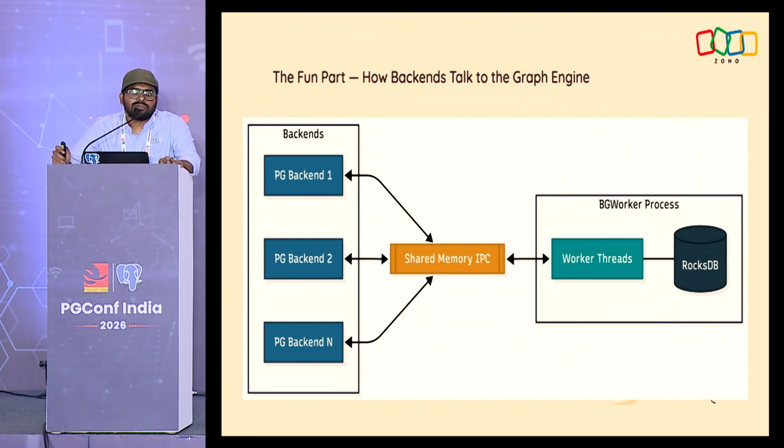So your query will look something like this. Your PG backend will request a graph query via IPC. This will go to your worker thread, and the worker thread will read data in RocksDB and perform your graph traversal in the worker threads itself. The best part is your PG queries are not affected. This is extensibility.